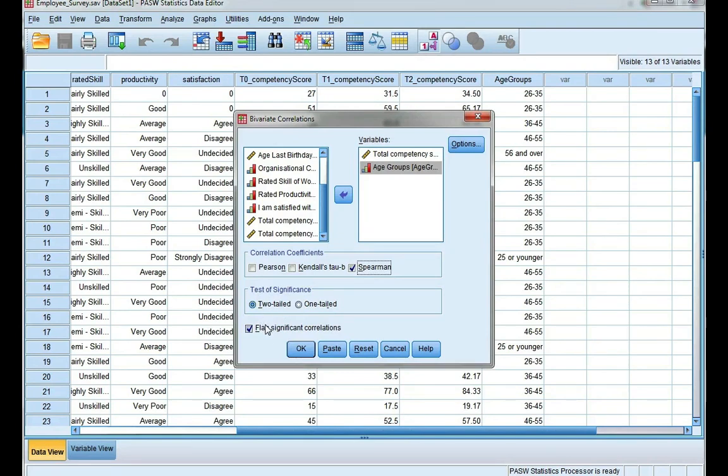SPSS also asks if you want to flag significant correlations, and if you tick it, then SPSS will put one asterisk next to results that are significant at the 0.05 level, and it will put two asterisks if it's significant at the 0.01 level. So we can go ahead and click OK.